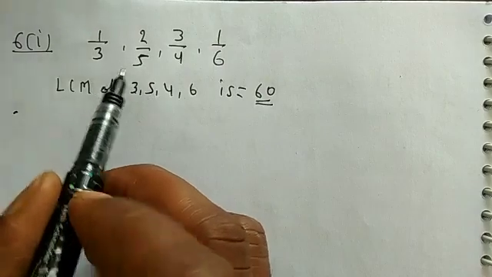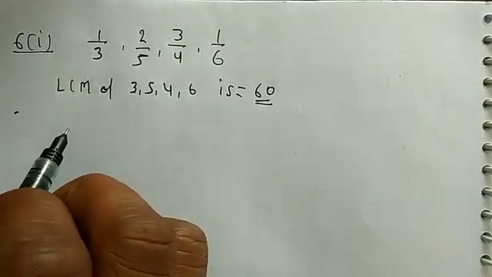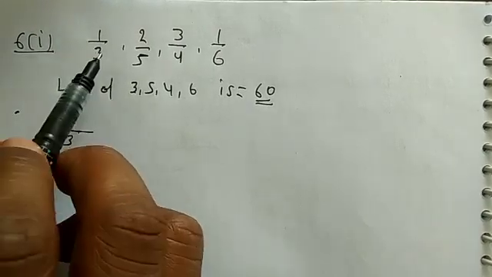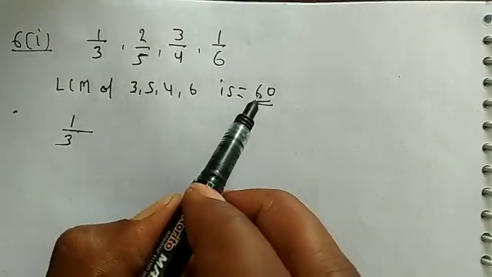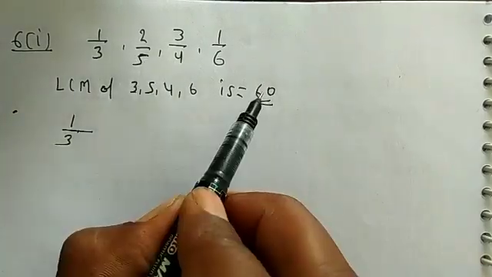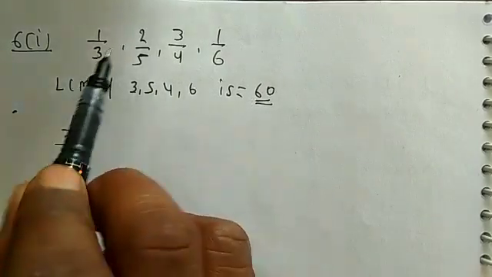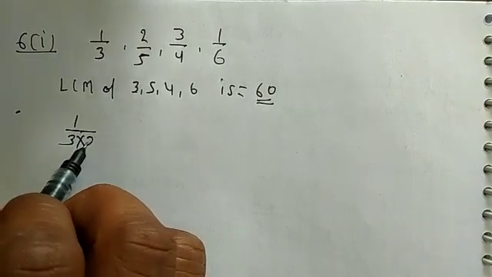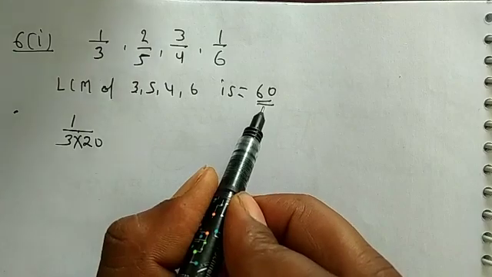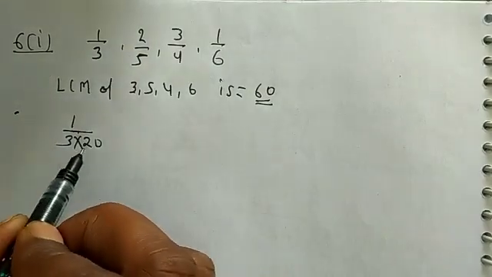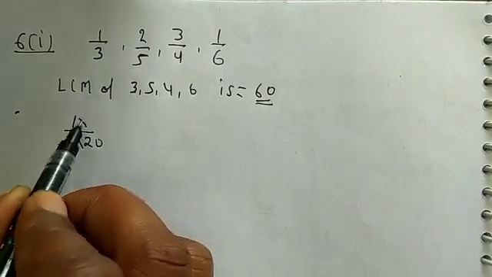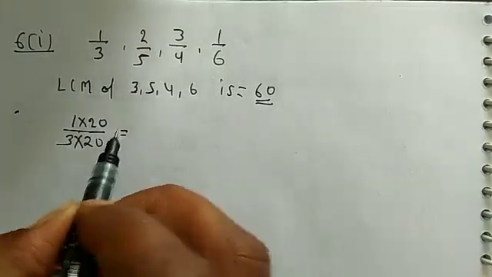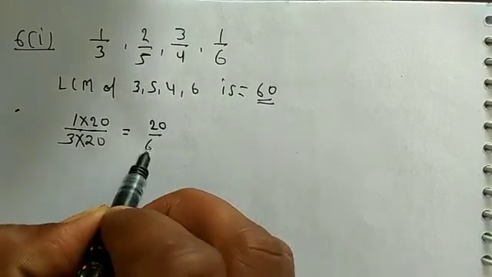So we will get the number, that is 1 upon 3. So 15 4s are 60, 20 3s are 60. If we multiply 3 with 20, it will give us 60. If we multiply 20 in the denominator, it is important to multiply in the numerator also. This will be 20 upon 60.